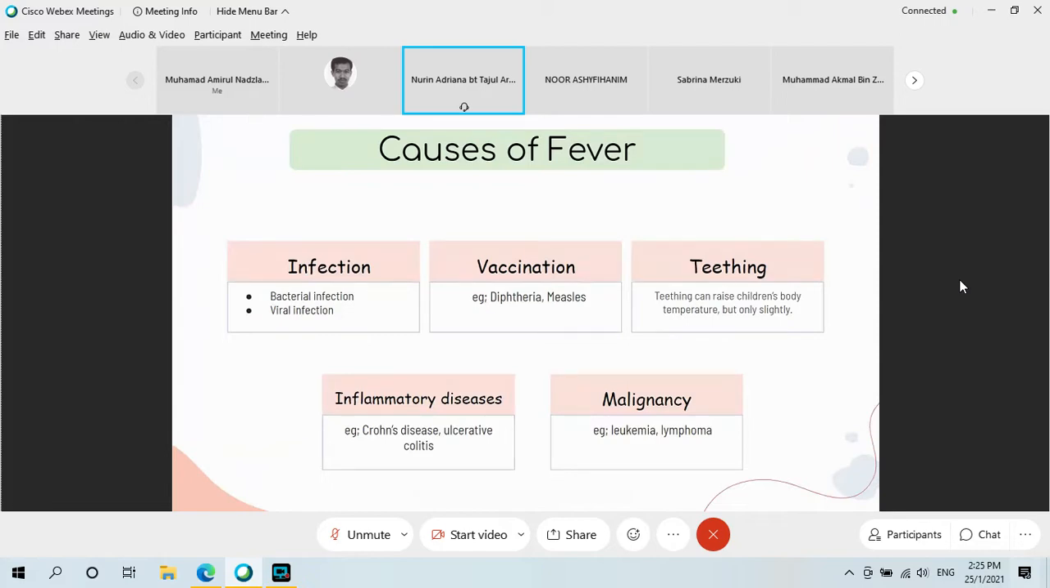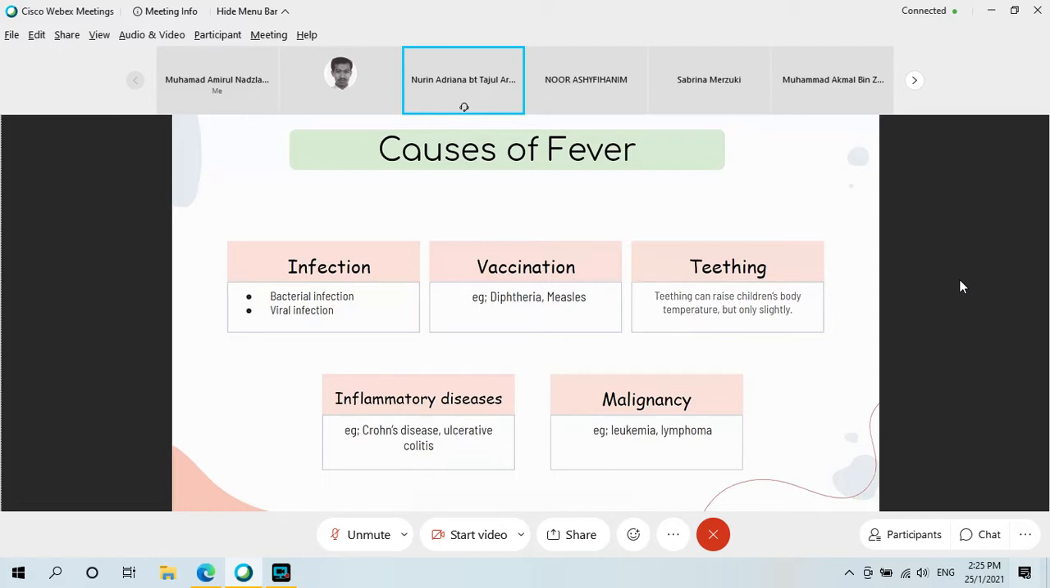As we know, when a child presents with fever, it is not necessarily caused by infection. There could be other causes as well. First is, of course, infection. It can be from bacteria, viruses, parasites, or fungi. Second is vaccination. Some vaccinations can cause a mild fever, but this is a normal manifestation for a child to have fever when vaccinated.